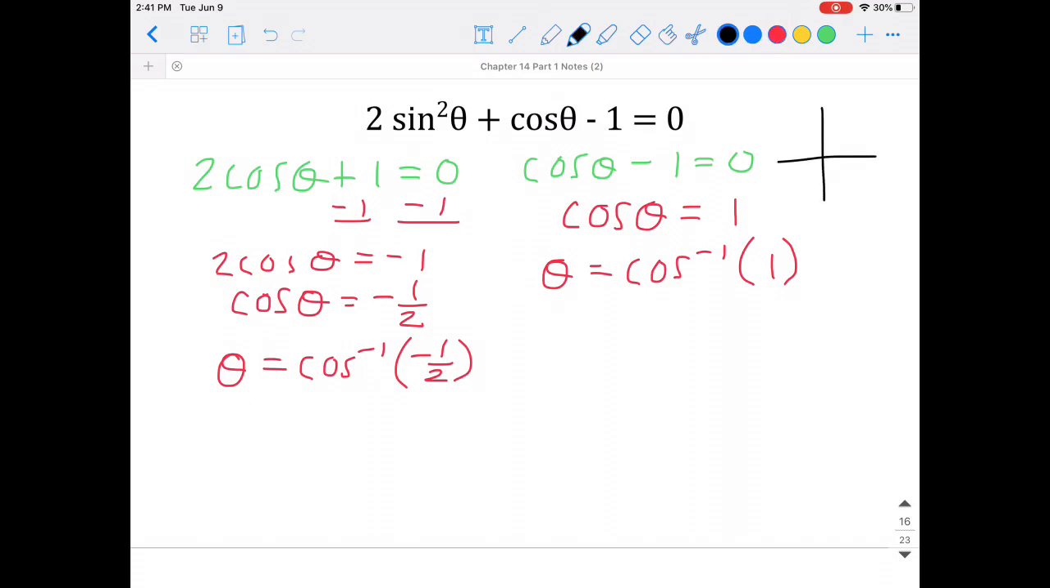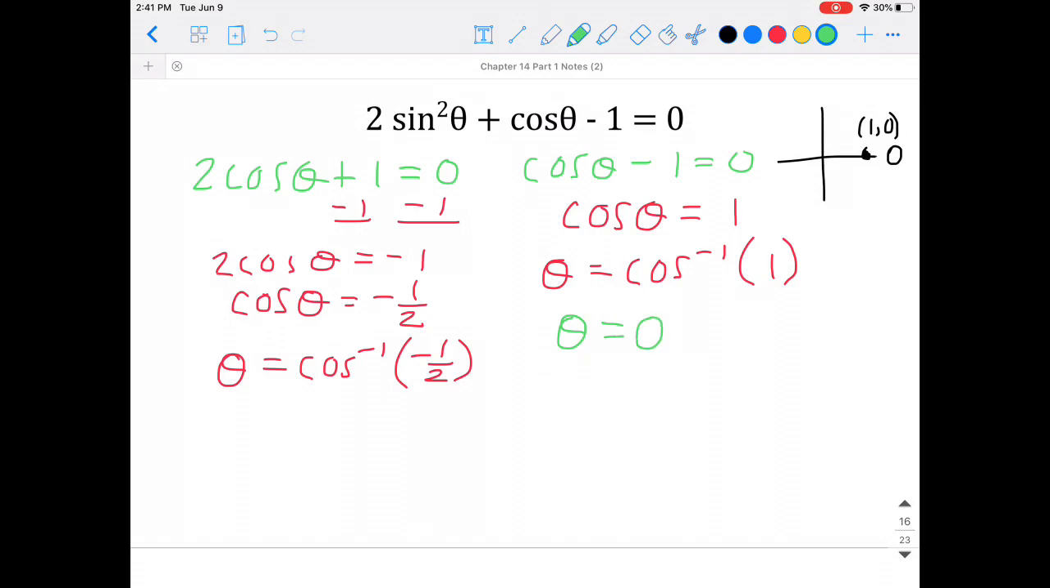For our right equation, we have theta equals inverse cosine of positive 1. And remember, we're looking to find the complete solution, so we're looking for all solutions. We have no restrictions. So when cosine is positive 1, that's at this point here, where our point is (1, 0), and that is 0 on our unit circle. So in that case, our theta is going to be equal to 0.